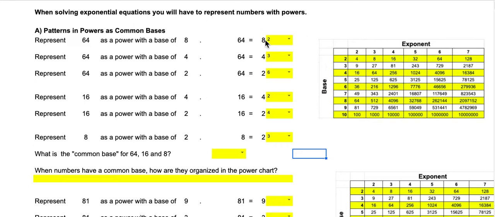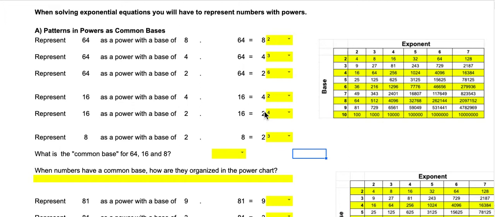So I have here a base of 8, 4, and 2 for 64. I have a base of 4 and 2 for 16. I have a base of 2 for 8. So what base is common to all three groups? Well, I've got a 2 with 8.